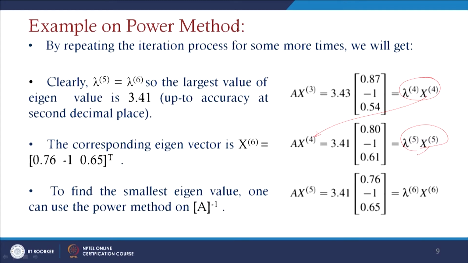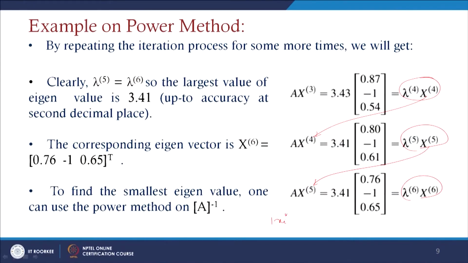Again we will just take x5 here and multiply it with this matrix A, then we can find lambda 6 x6 here. But the difference, if you just see here, is with these eigenvectors, that is 0.76, minus 0.80 and then minus 1, 0.65, 0.61. So, whatever accuracy we want to find, based on that we can find that one.